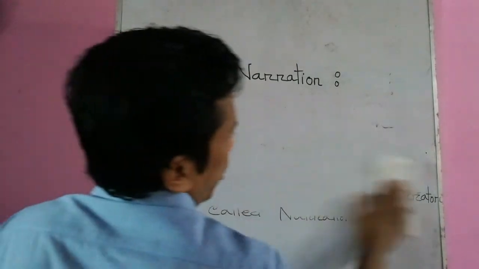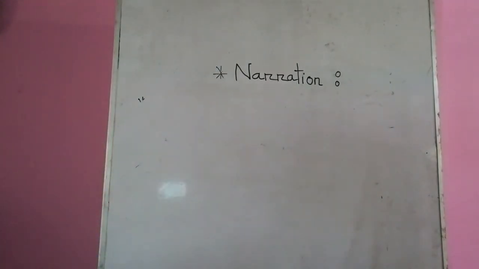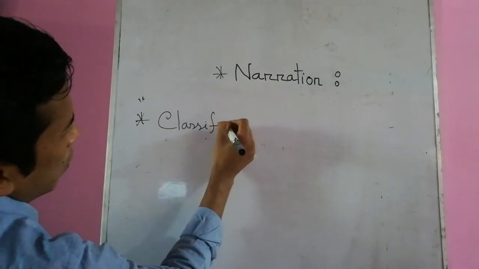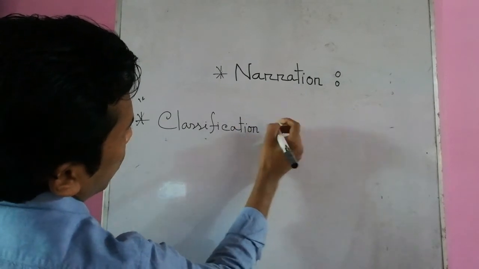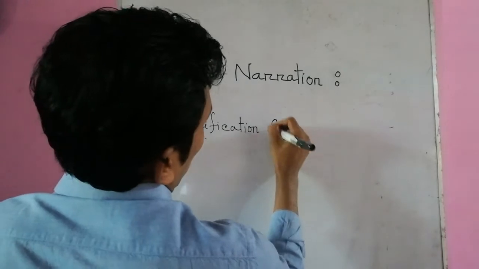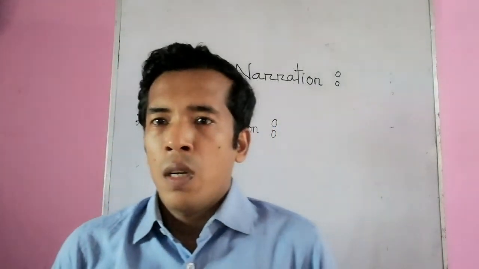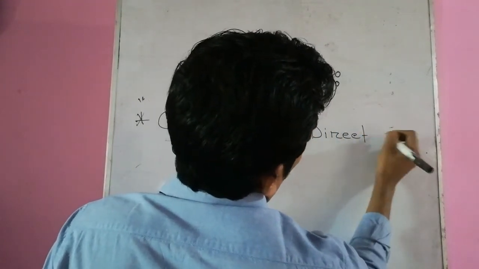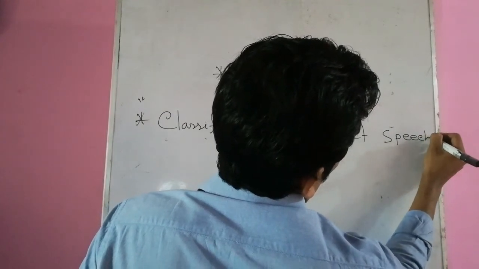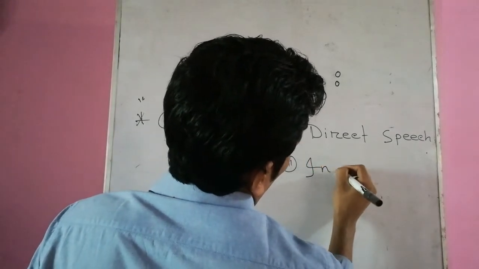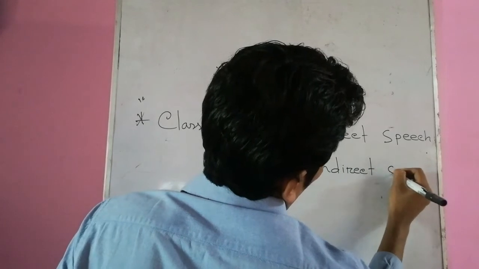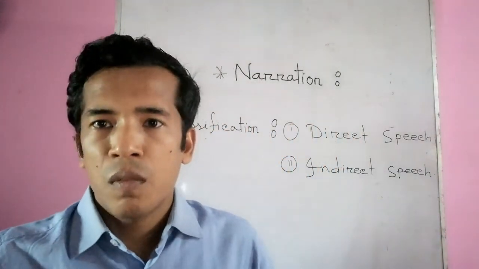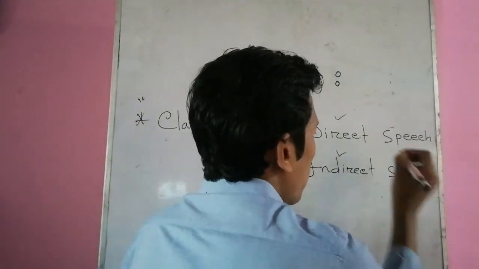Let's go to the classification of narration. From your previous syllabus, in class 9 and 10, you have known about it. You know that there are two types of narration. The first one is direct narration, direct speech, and the second one is indirect speech. That means there are two classifications of narration. The first one is direct speech and the second one is indirect speech.